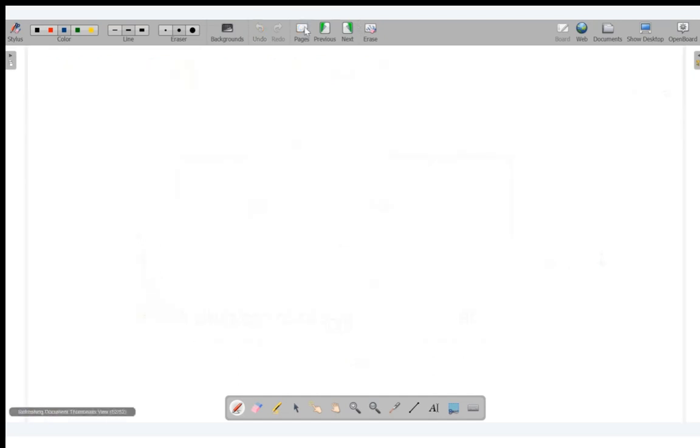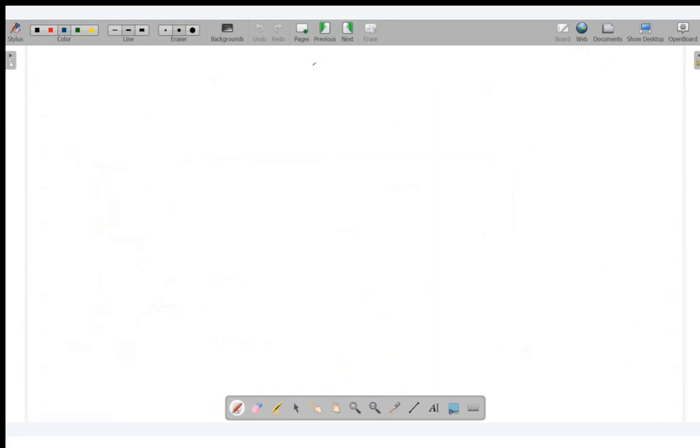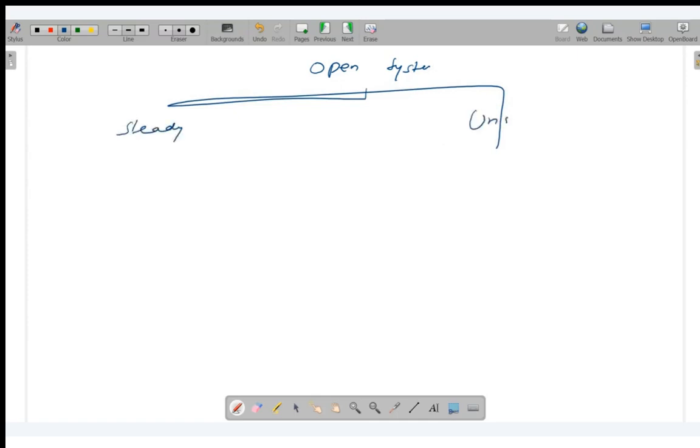I think I got what you are trying to ask. You see, this is an open system. Steady flow, unsteady flow. Now in steady flow, mass was entering the boundary, the compression phenomena. Okay, look.